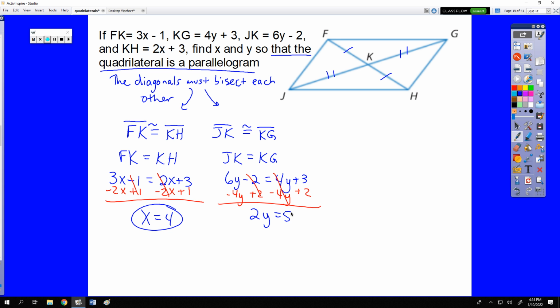And we would divide by 2, and we would get a y value of 5/2. So in order for this to be a quadrilateral, we would have to have x is equal to 4, and y is equal to 5/2. So that's the second problem type we could see here.